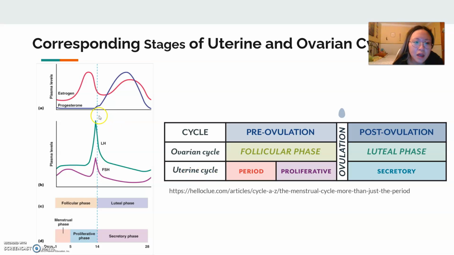So this graph on the left here shows how the release of the different hormones corresponds to each phase of the ovarian cycle here, and then the uterine cycle here. The main things to note are the spikes in LH right before ovulation, and FSH as well, but mainly LH. And then the peak in estrogen in the follicular phase, or the proliferative phase for the uterine cycle, and then the peak in progesterone in the luteal/secretory phase. And I'll go through why all of this happens in a little bit.